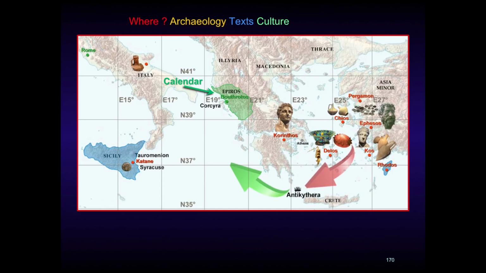This was a pretty surprising result. I mean, everyone had assumed up till that point that the mechanism maybe came from Rhodes or Alexandria or somewhere like that. No one had suggested the Epirus region of northwestern Greece. And there was more information in this little fragment B.